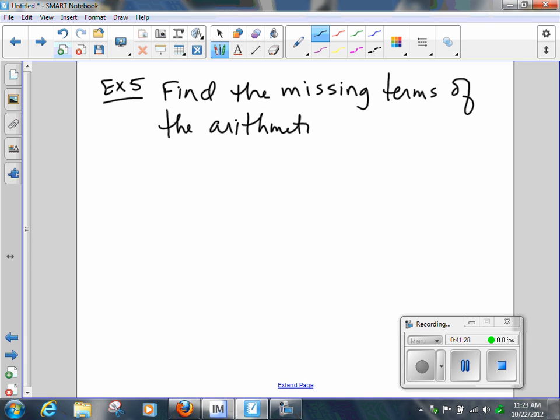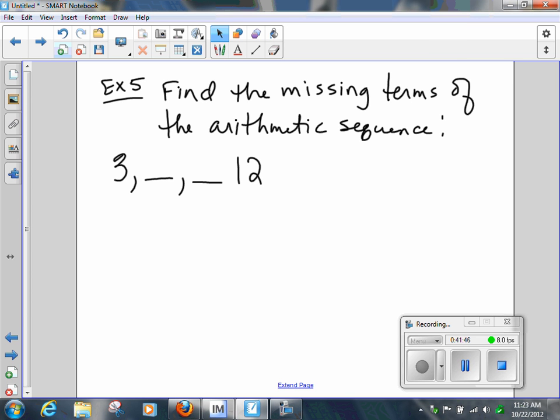Of the arithmetic sequence. Oh, smart. Here it is: 3, blank, blank, 12. You okay back there? Okay, this is what we're given.